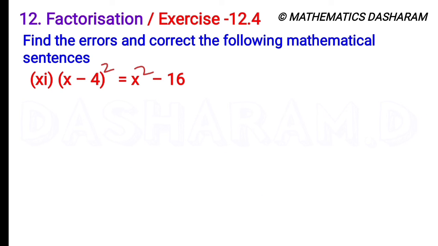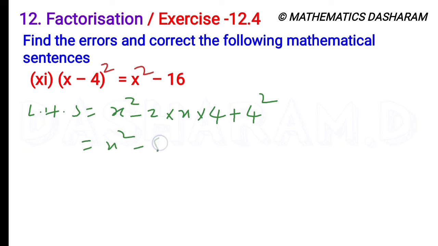Next, 11th question: (x minus 4) whole square equals x square minus 16. For the LHS we can apply one identity, that is (a minus b) whole square. So (a minus b) whole square means here x square minus 2 into x into 4 plus 4 square. So x square, 4 twos are 8x, 4 square is 16. But here he gave only x square minus 16, so it is not equal to RHS.